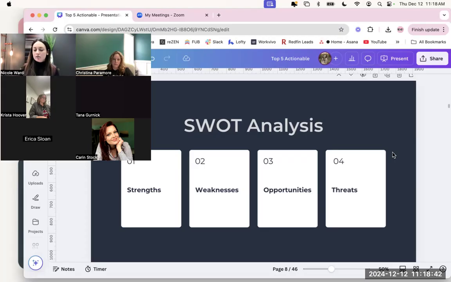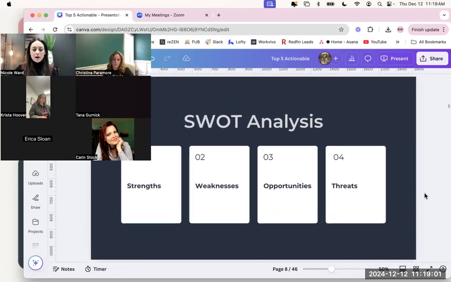So I highly advise you to write down SWOT and what each one of them means, because I'm going to show you how to do a SWOT analysis using AI in a little bit here. So we're going to kind of get into that. Any questions or comments on the SWOT analysis?